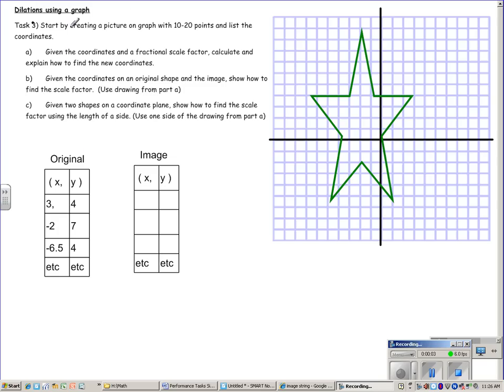Task 3 asks you to start by creating a picture on the graph with 10 to 20 points. You may even use your pictures that you've already created, it's already in the hallway, and you can take it down and start with it. You give the coordinates, so you make a chart and you write down the coordinates.